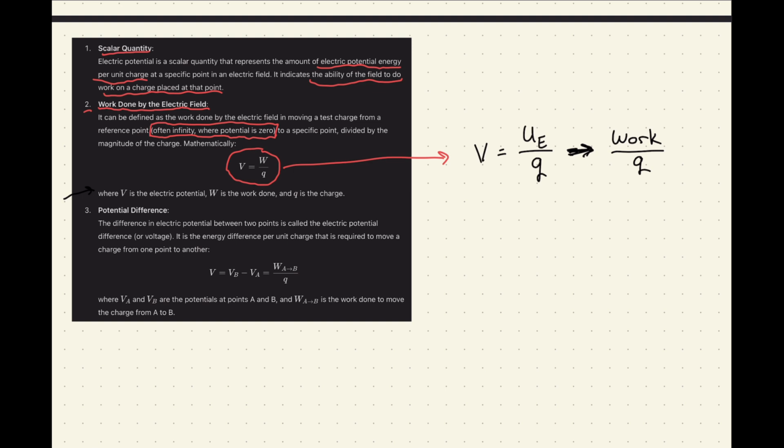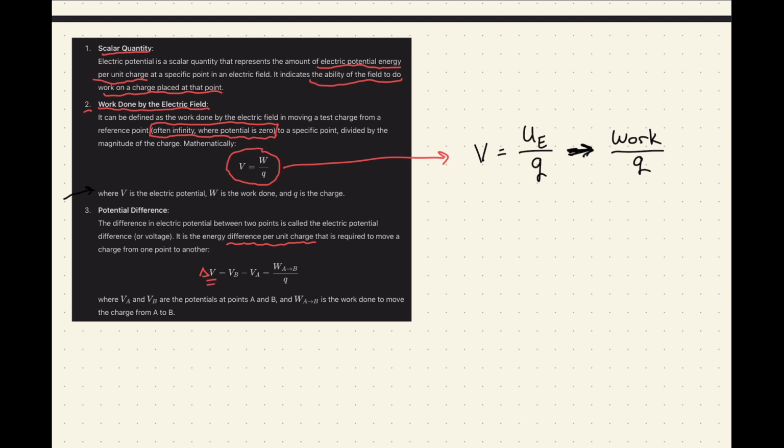Now let's see one more final point, and then I'll get to some other statements I want to mention. Potential difference. The difference in electric potential between two points is called the electric potential difference or voltage. It is the energy difference per unit charge. Again, this per unit charge thing is a little bit strange, and I'll get into the way I think about it in just a second. So it is the energy difference per unit charge that is required to move a charge from one point to another. So then they have this V here.